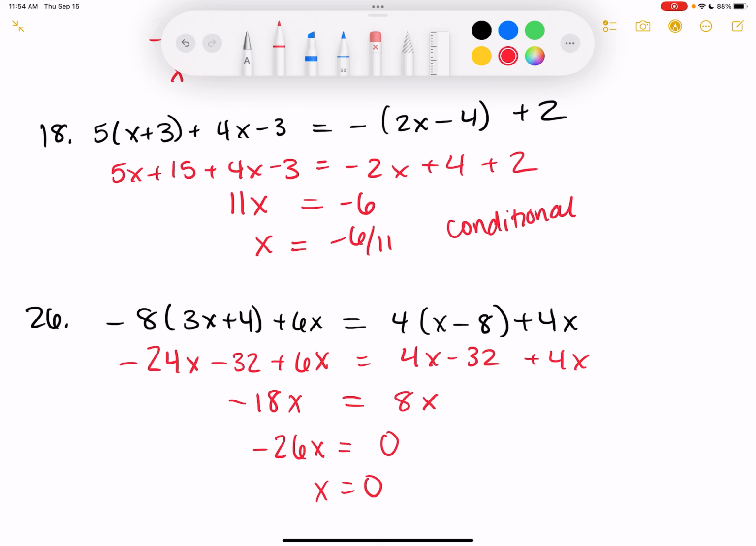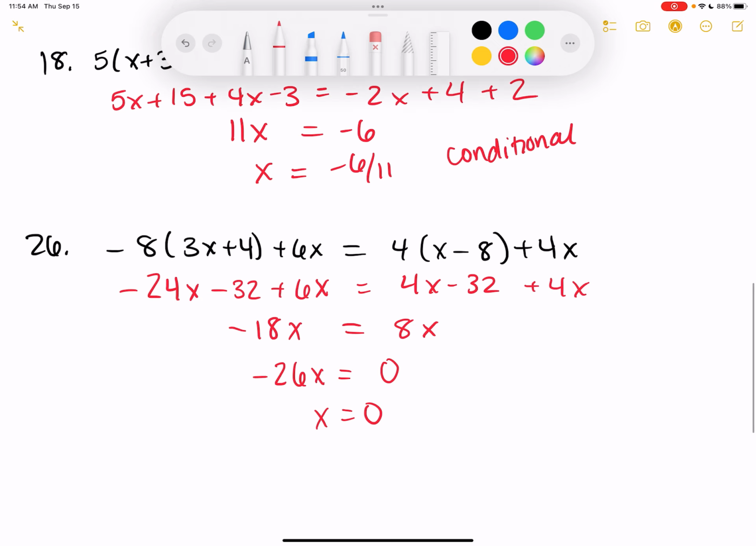What do we get for this one? Sweet. And this one would still be conditional.